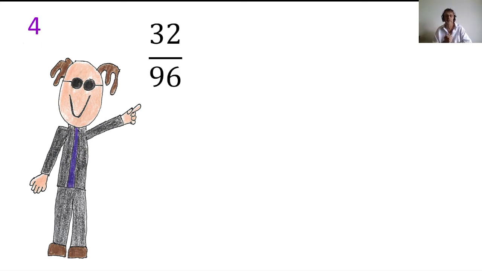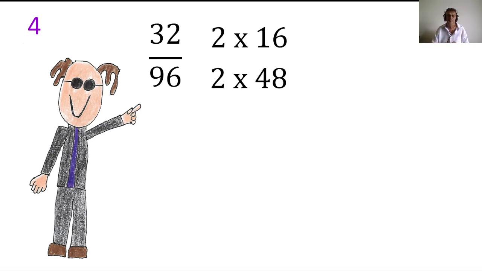Number 4, 32 over 96. You may even know this answer before we do it, but we will go through the procedure. First of all, we factor 32. So we divide by 2. 32 divided by 2 equals 16. So it's 2 times 16. Likewise, we factor 96, divide by 2, gives us 2 times 48. Any common factors? Yes, of course. So we cancel both common factors.